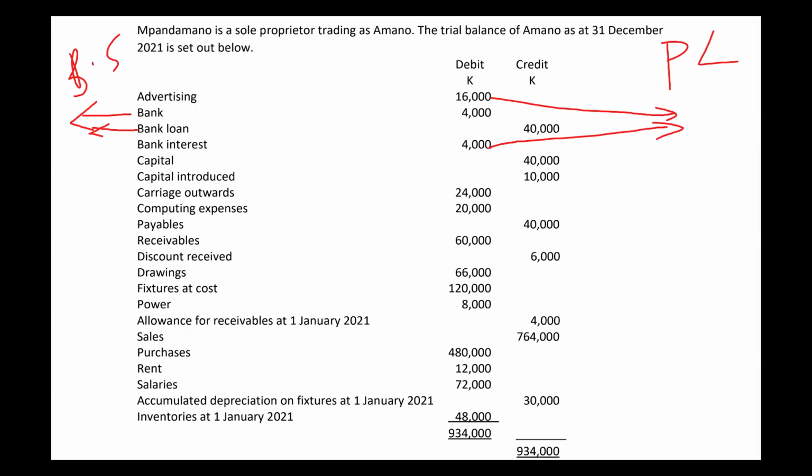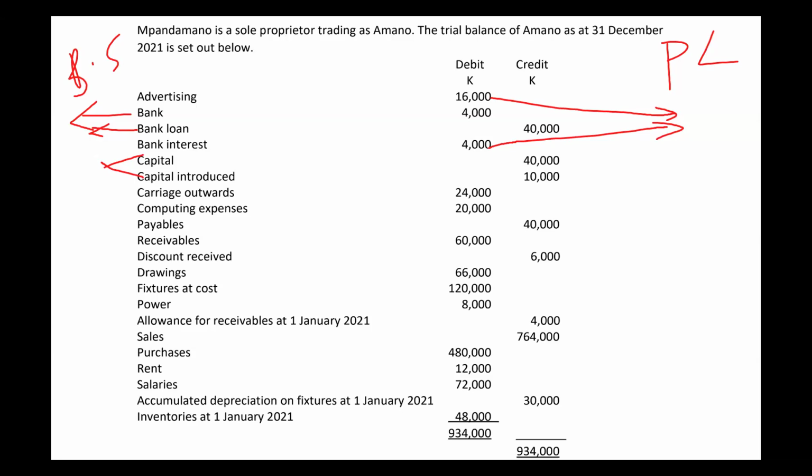What about capital? Capital and capital introduced. It goes in the balance sheet and is an expense. I stand to be corrected. Okay, thank you very much for that one. Any other correction from there? So yes, it goes to the balance sheet, and then it goes under capital, and liabilities. Yes, under capital. All right.